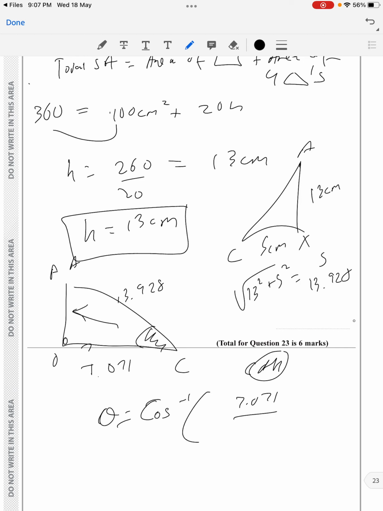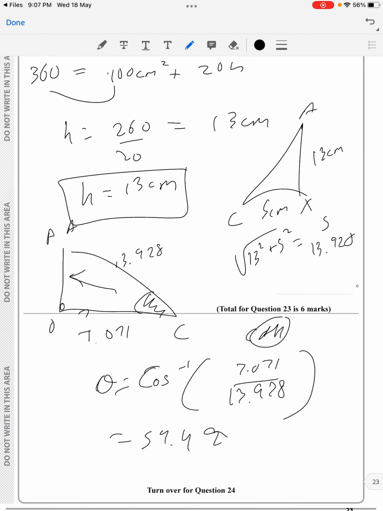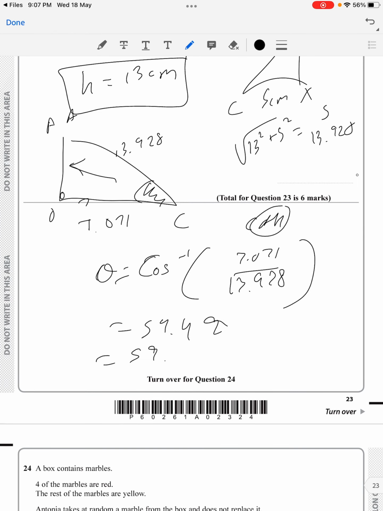Sorry guys, cos inverse is the adjacent divided by the hypotenuse. Put the value in to get the degrees: 7.071 divided by 13.928, all in brackets, and you should be getting about 59.49. Since they've asked us to put it in 3 significant figures, just put it as 59.5 degrees.